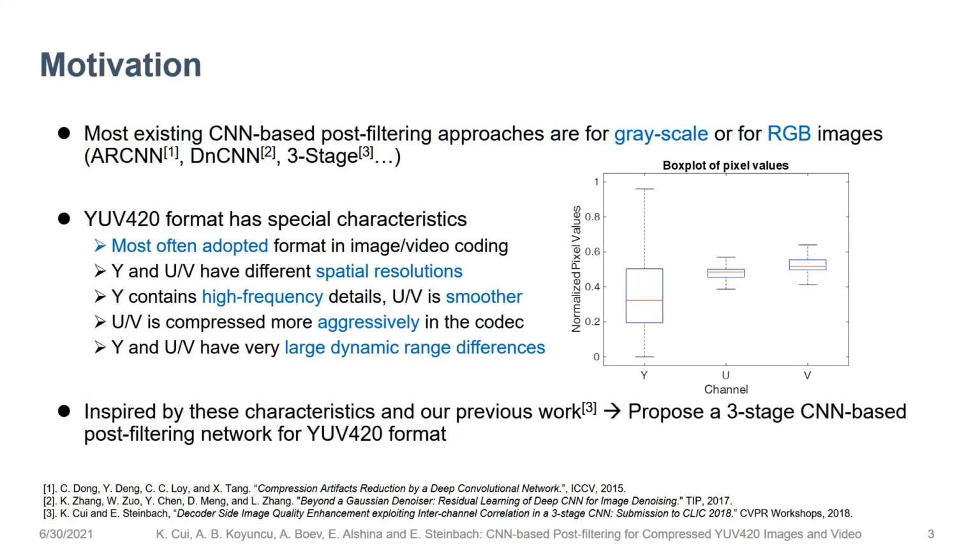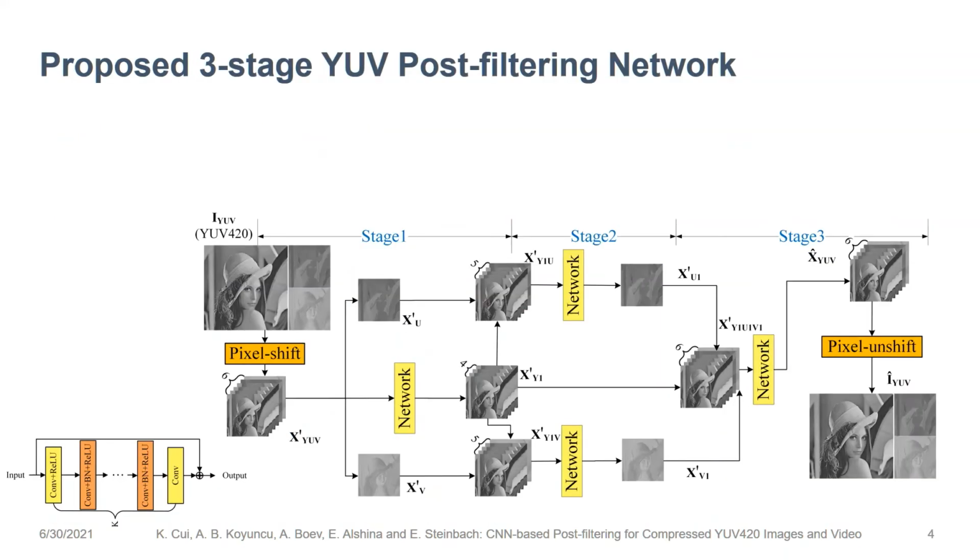Inspired by these characteristics and our previous work, we propose a three-stage convolutional neural network-based post-filtering network for the YUV format. The network structure is shown in the figure. There are three stages in the proposed network. The first stage is used to enhance the Y channel, and the second stage uses the enhanced Y channel to guide the reconstruction of the U and V channels. In the third stage, the three channels are refined jointly.